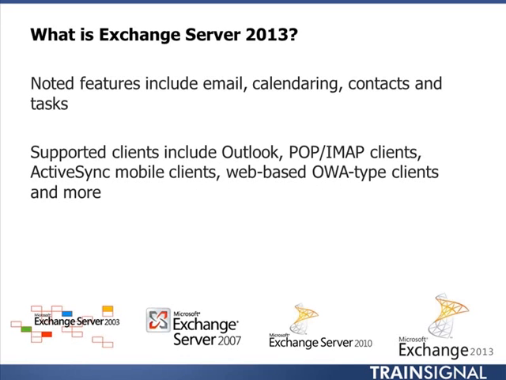So some of the noted features of Exchange Server 2013 include the ability to send and receive email, calendaring, which gives you the ability to keep track of your own calendar as well as those of others, along with resources in your company like meeting rooms or equipment like projectors. There's contacts. There's a way to view and manage your own personal contacts, as well as a way of looking at the entire company global address list for easy contact retrieval. And then there's tasks for task management.